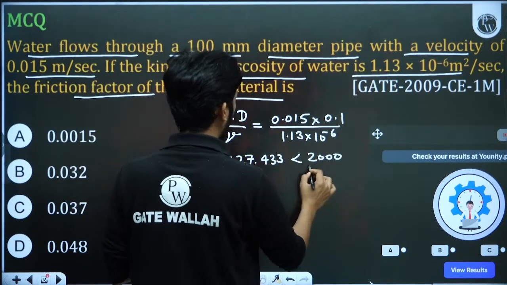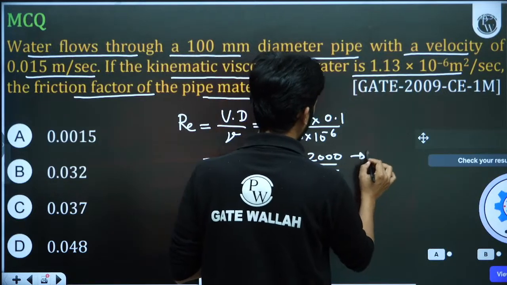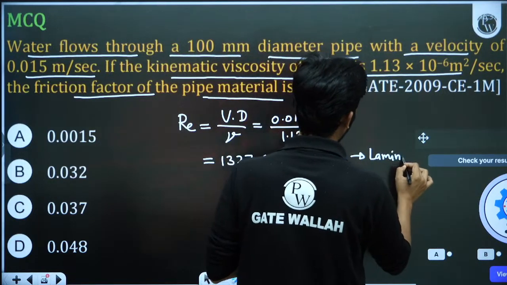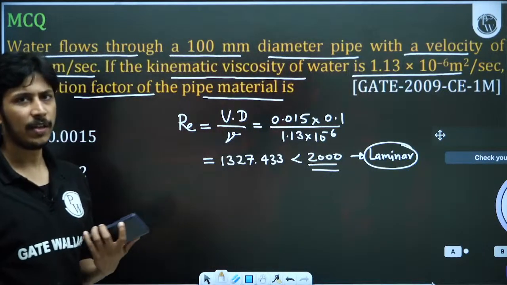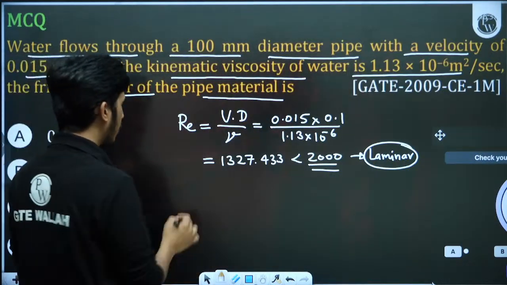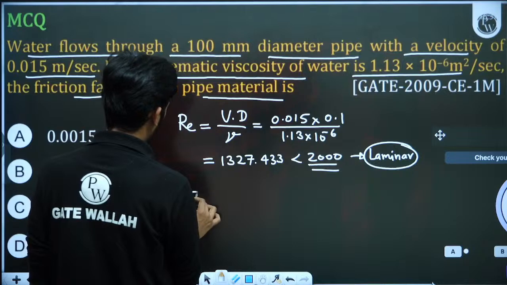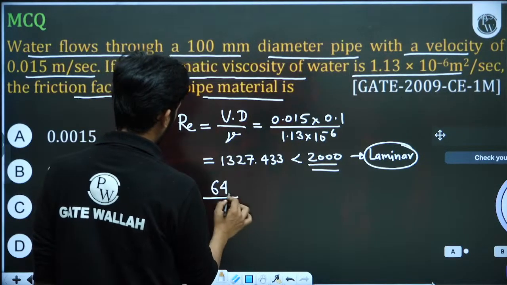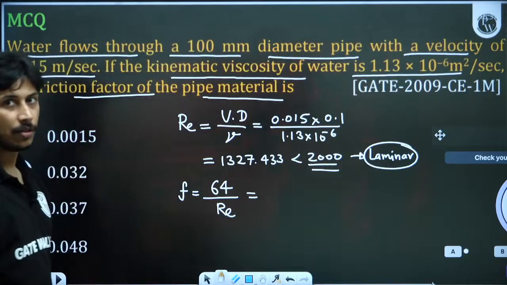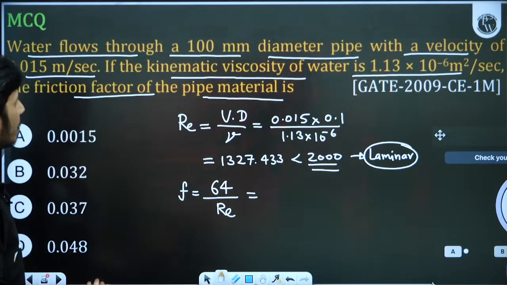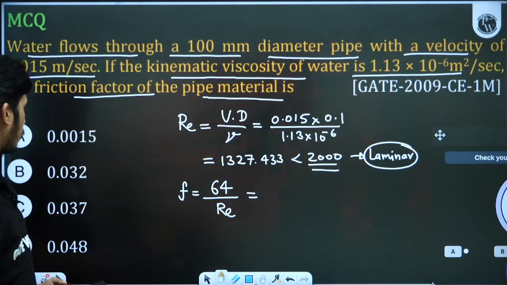In pipe flow, if Reynolds number is less than 2000, the flow is laminar. If it is more than 2000, we generally take it as turbulent. Generally we take more than 4000, but if it is more than 2000, we will apply the turbulent formula. So for laminar flow, the Darcy friction factor f is 64 by Re, and the Fanning friction factor is 16 by Re. But Darcy friction factor is 64 by Re.